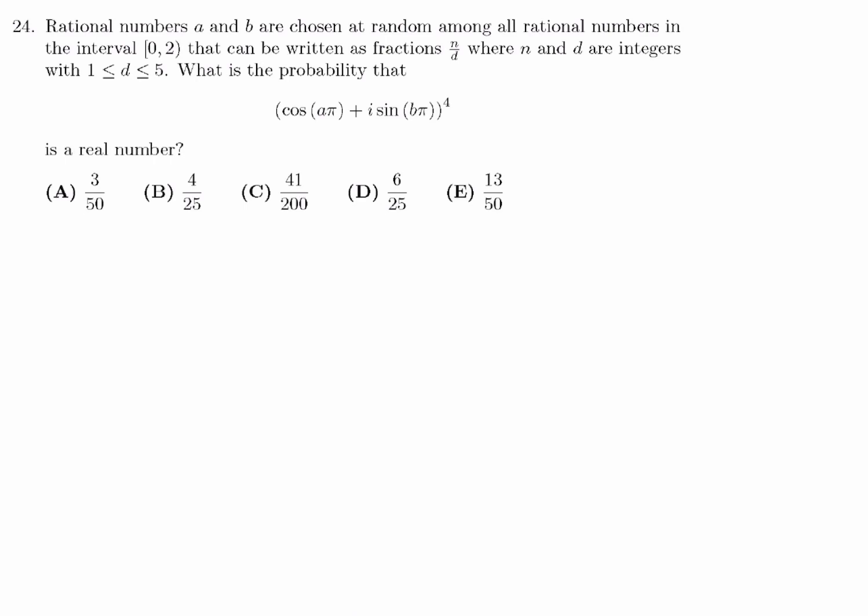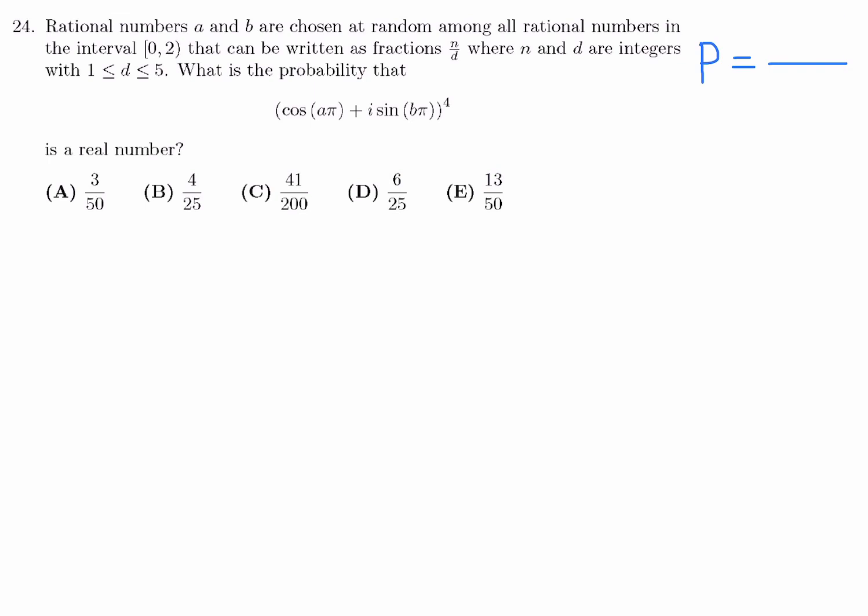Rational numbers a and b are chosen at random among all rational numbers in the interval 0 to 2 that can be written as fractions n over d, where n and d are integers, with d between 1 and 5 inclusive. What is the probability that cos of a pi plus i sine b pi, all to the 4th power, is a real number? Well, it's a probability question, so as always it's a fraction. And first we will try to concentrate on the total number of cases, and then later we will figure out the numerator.